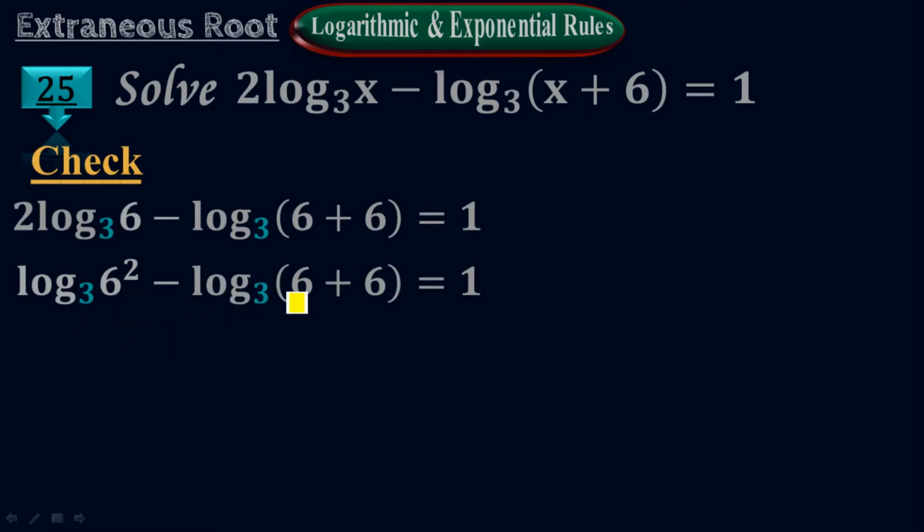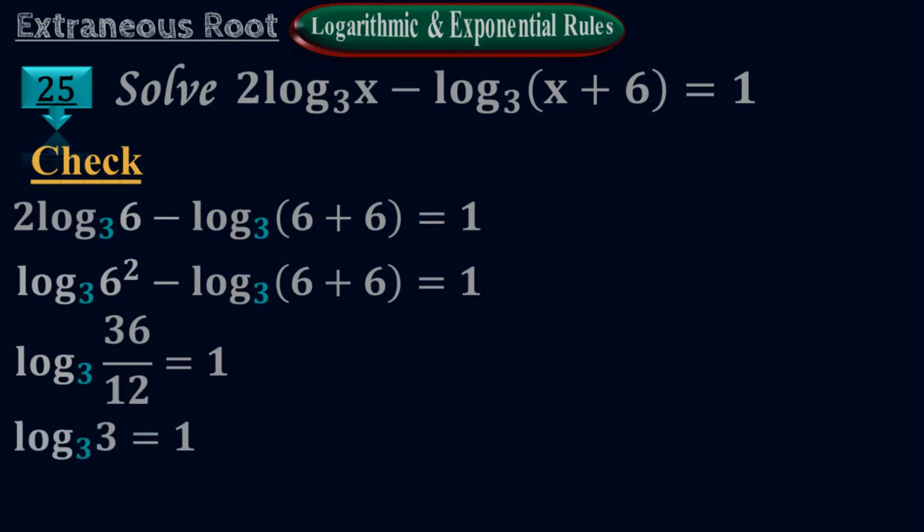Just apply that rule, but make sure both of the logs have the same base, as we have here. There is 3 and here is 3. So I can apply that rule. Now I can write that log to the base 3 of 36 over 12 equals 1. Divide 36 by 12, I will have log to the base 3 of 3 equals 1. Now to apply the basic logarithmic rule, this 1 will be the exponent of the base 3 to have 3 to the 1 equals 3. So 3 to the 1 is 3. There I got that the left side equals the right side.